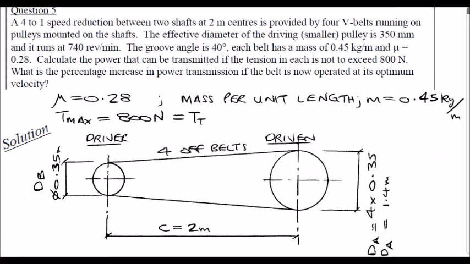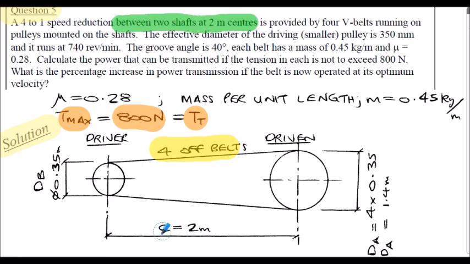So here's question 5, the beginning of our solution. Just remember we have 4 V-belts here, and the maximum belt tension stated in the question is 800 newtons, that's the Tt value. Just note for reference that the centre distance between the shafts is 2 meters, that's shown here, C is 2 meters.